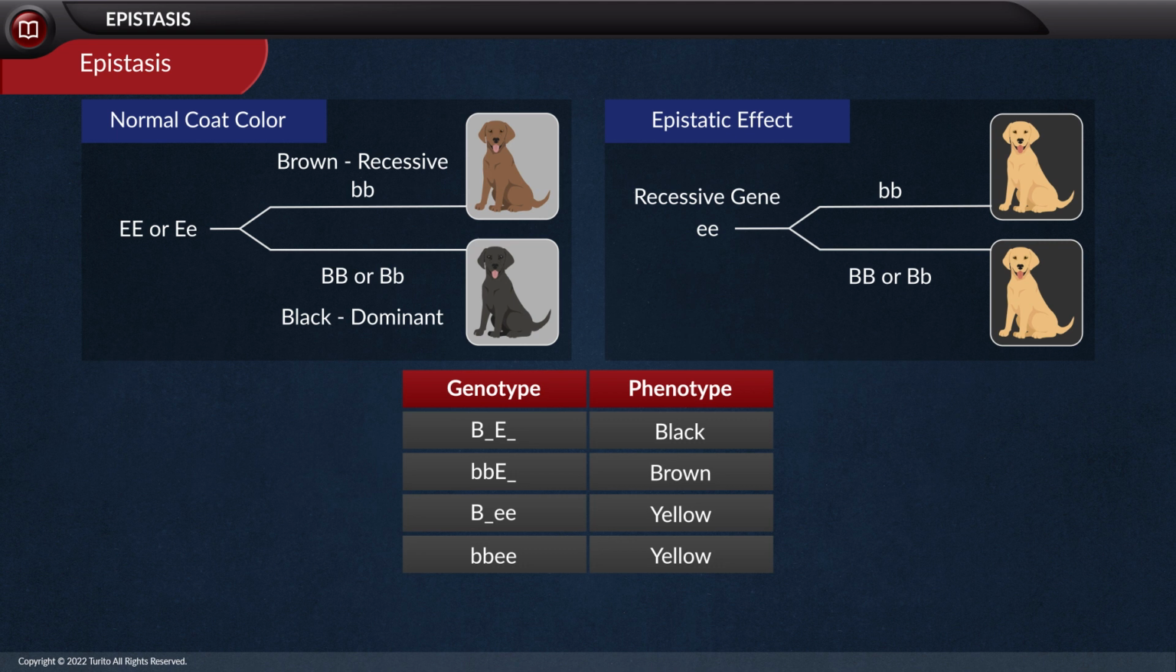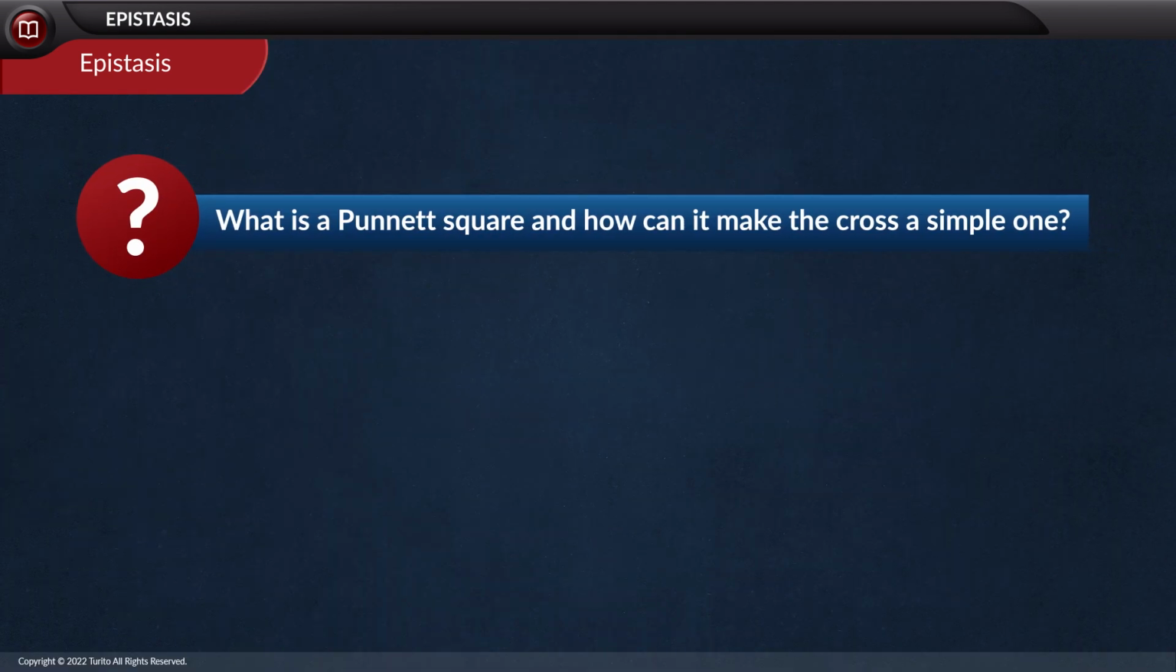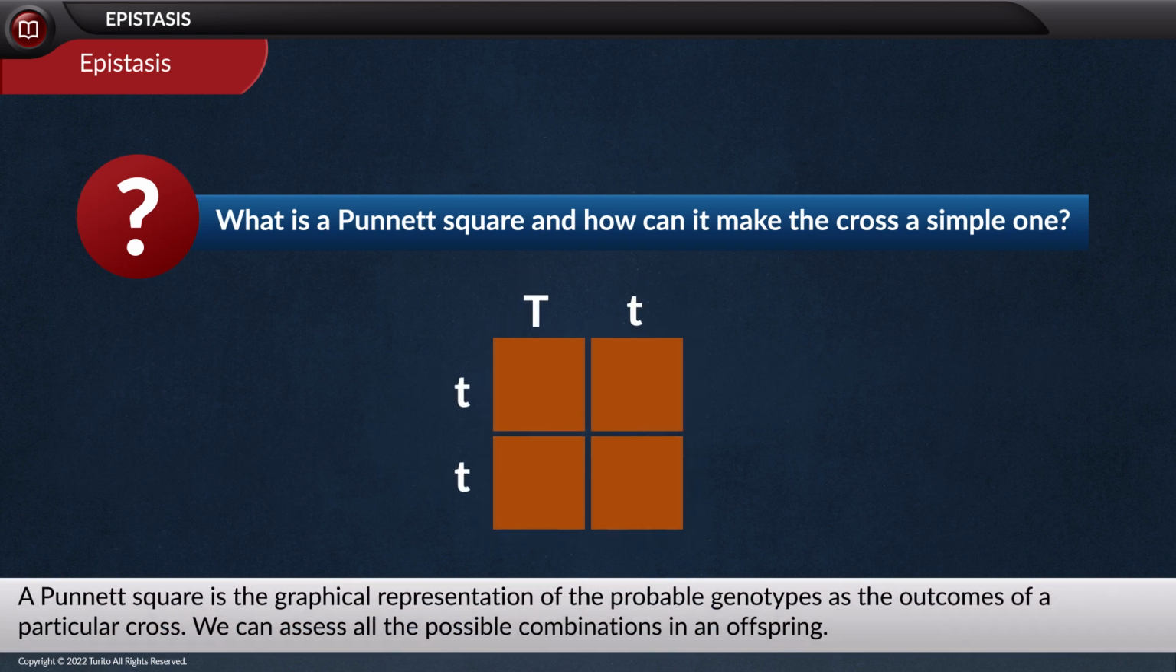The gene that suppresses the effect of another gene is called the epistatic gene, or inhibitory gene, while the gene whose effect is masked or suppressed is called the hypostatic gene. What is a Punnett square, and how can it make the cross a simple one? A Punnett square is the graphical representation of the probable genotypes as the outcomes of a particular cross. We can assess all the possible combinations in an offspring.